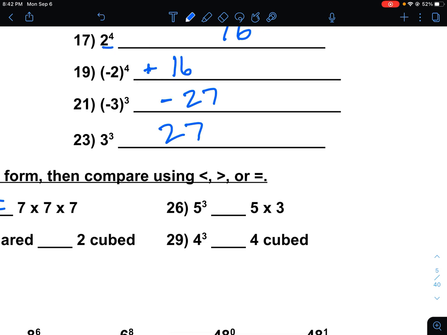All right, for number 26, I'm actually going to look at what I have. 5 to the third versus 5 times 3. 5 times 5 already is 25, which is bigger than this, which is 15. So this is 125. This is greater.